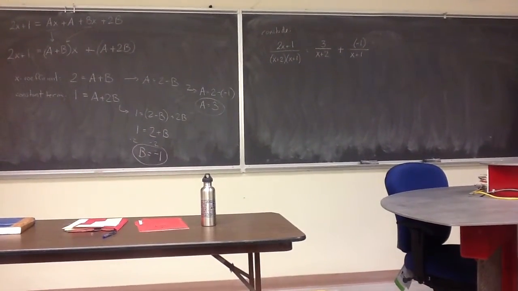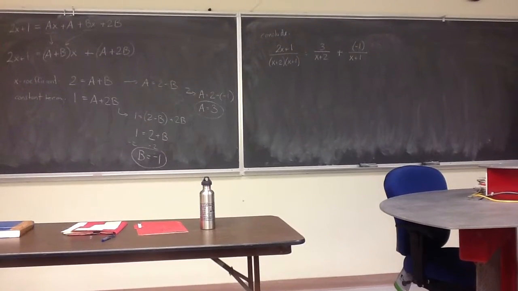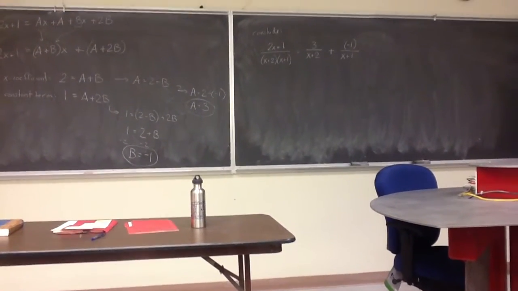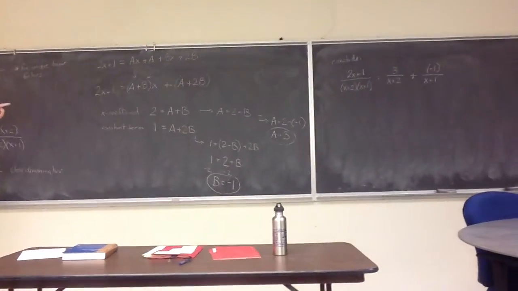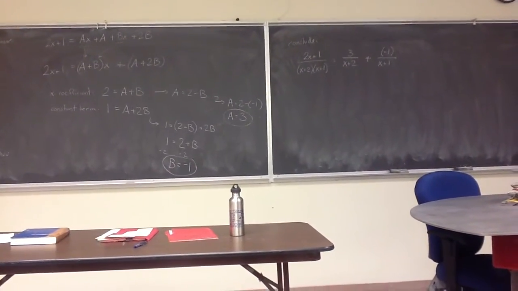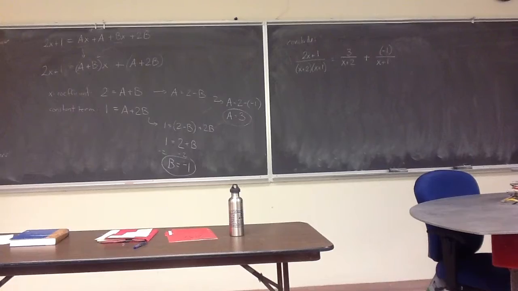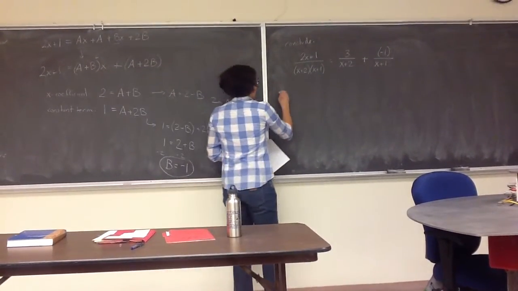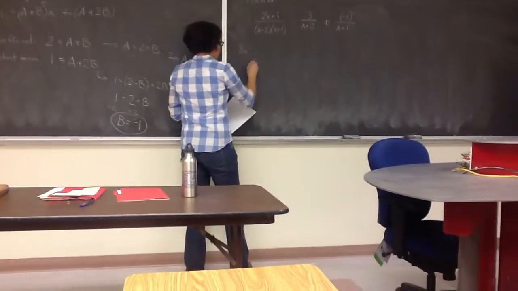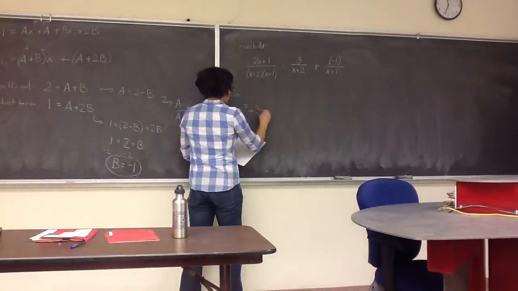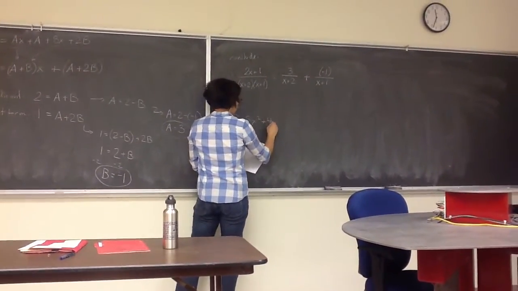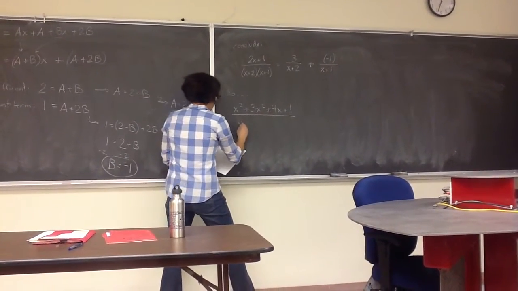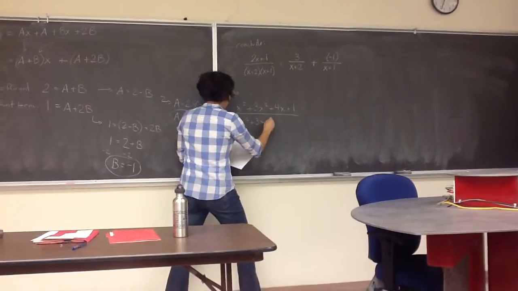All right. So let's talk about what we have here, okay? This is our proper fraction, which means that our original x cubed plus 3x squared plus 4x plus 1 over x squared plus 3x plus 2.